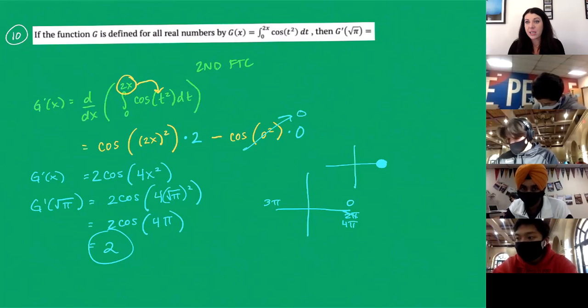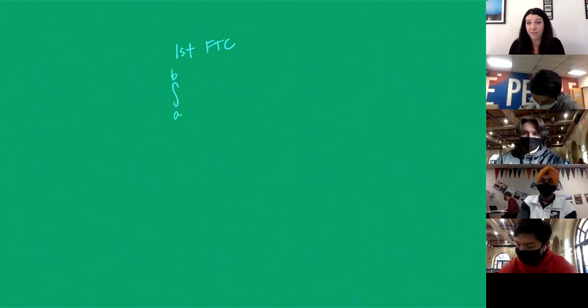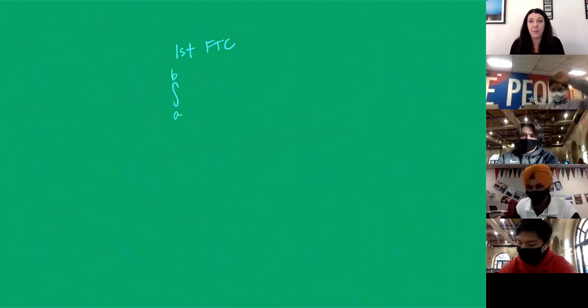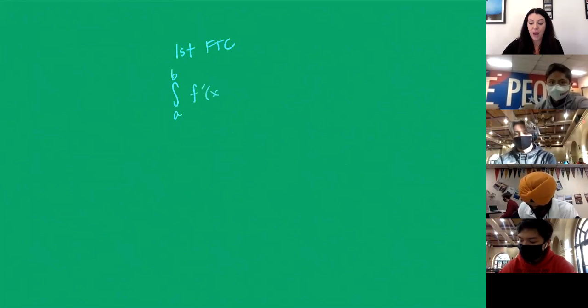Remember, first FTC works a little bit differently. Just while we're on this, before we get to that next one, in case you're wondering what the other one was, because that's second FTC. First FTC is when I have an integral from a to b, from any bounds. Those bounds could have variables or not, just any bounds. But instead of taking the integral of f of x, we're taking the integral of f prime of x dx.